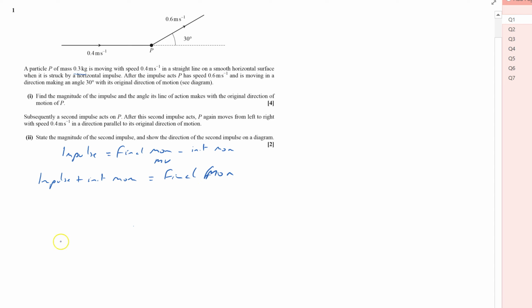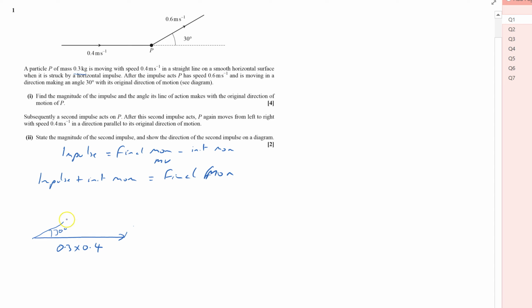So initial momentum, I can put that on. That's dead easy, that just goes across there. Momentum is mass times velocity, so 0.3 times 0.4. I can't put the impulse on here because I don't know where it goes. I know it's got to start from here, but I don't know in which direction it goes or how long it is, because that's what I've got to find. But I do know that the final momentum must start here, and it tells me 30 degrees, so it's got to go at 30 degrees to this, and it's got to go 0.6.